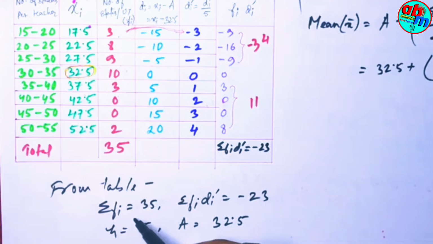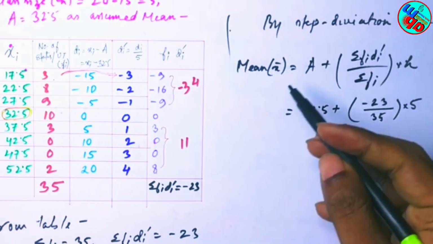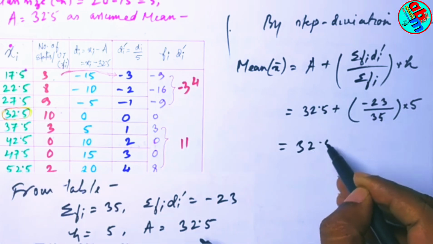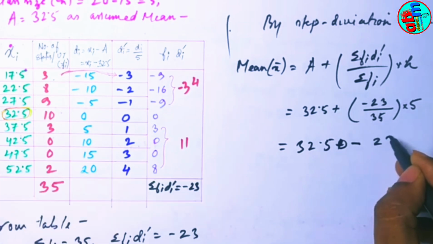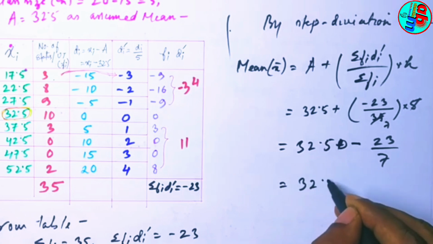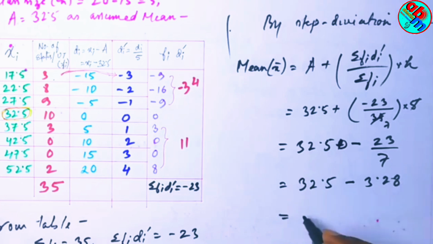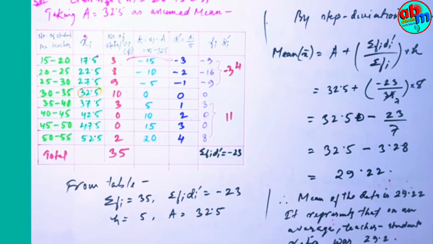So from the table we have summation fi is 35, summation fi di dash is minus 23, h is 5, a is 32.5. By the step deviation method we substitute the values and calculate. Plus into minus will be minus 23, 5 into 7 is 35, so 23 by 7. So it is 32.5 minus 23 divided by 7, which is 3.28. After subtracting it we get 29.22. Therefore the mean of the data is 29.2.